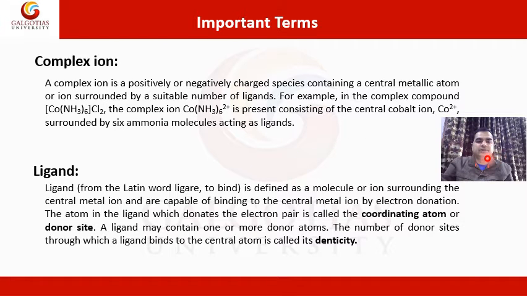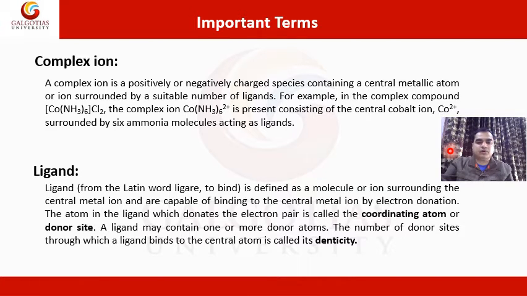Now, what is a complex ion? How can we define a complex ion? Basically, a complex ion is a positively or negatively charged species which contains a central metal atom or ion surrounded by a suitable number of ligands.